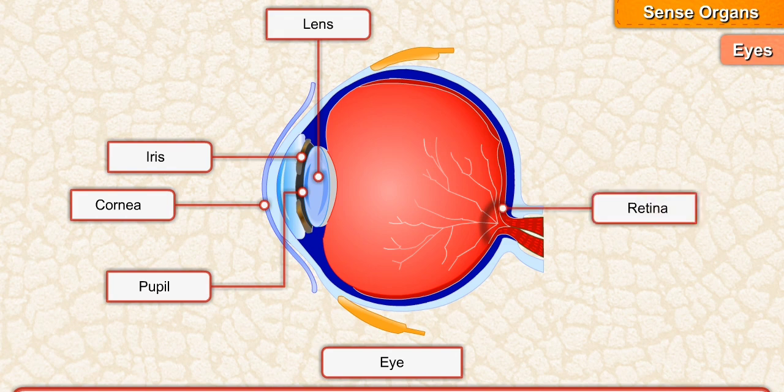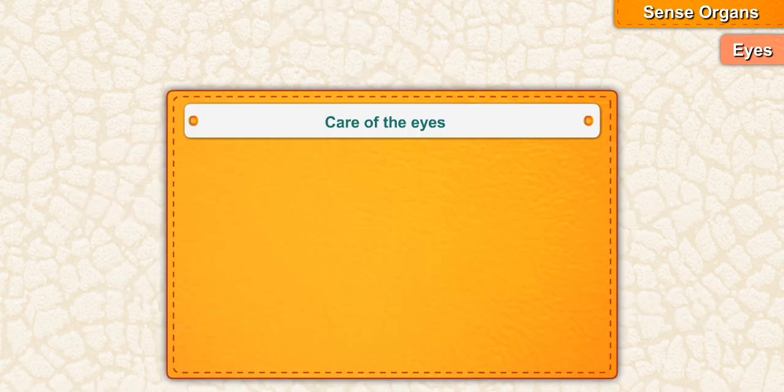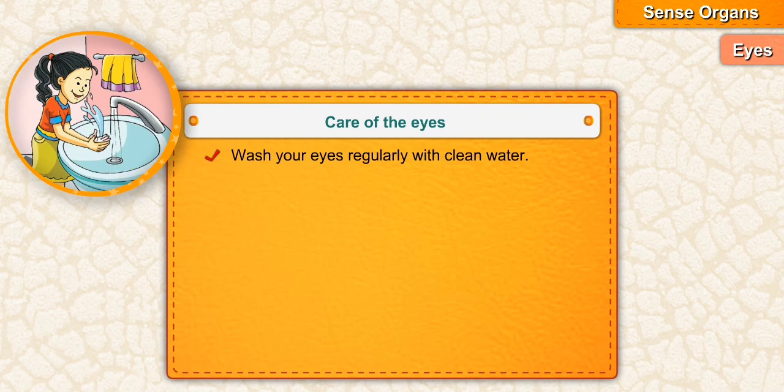At the back of the eye is the retina. A sensory nerve called the optic nerve connects the eye to the brain. Care of the eyes. Wash your eyes regularly with clean water. Do not work in a dim light or very bright light.